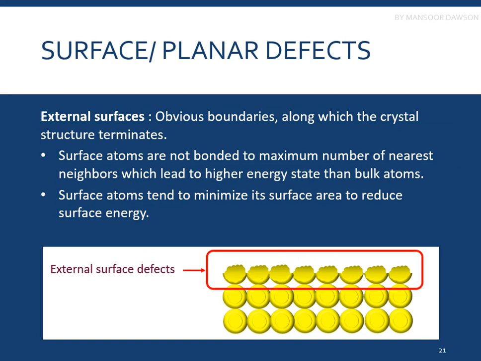Then we have certain surface and planar defects, in which first of all we have an external surface. You can see that this external surface has been abraded. These are obvious boundaries along which the crystal structure terminates. The surface atoms are not bonded to the maximum number of nearest neighbors, which leads to a higher energy state than bulk atoms. Surface atoms tend to minimize the surface area to reduce the surface energy.